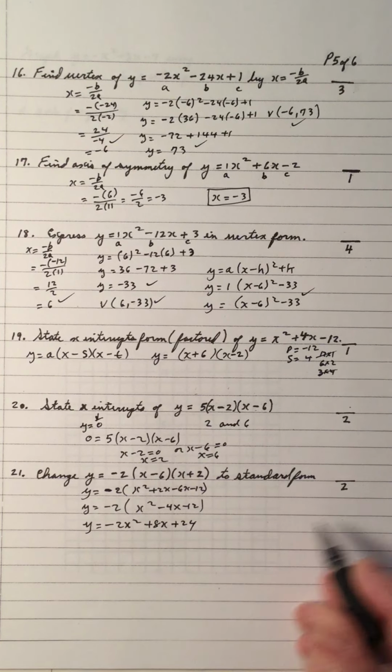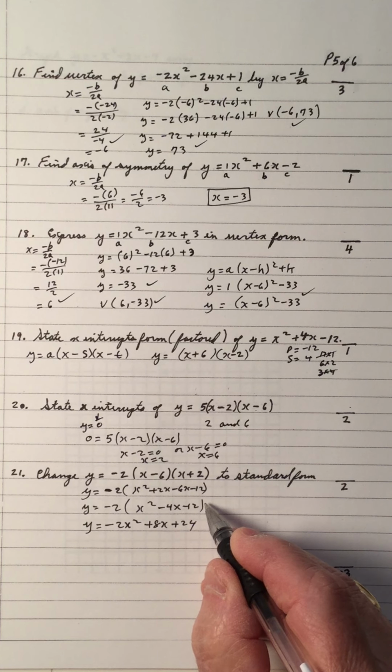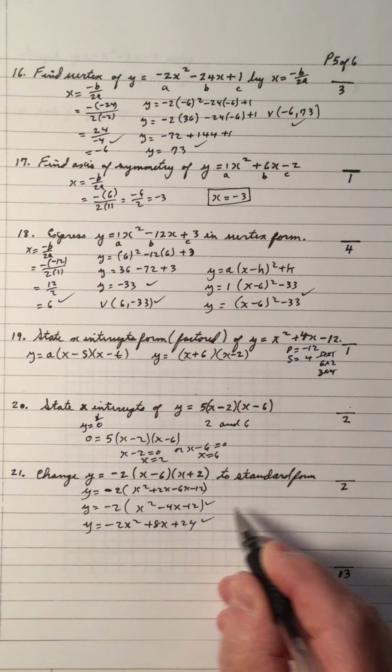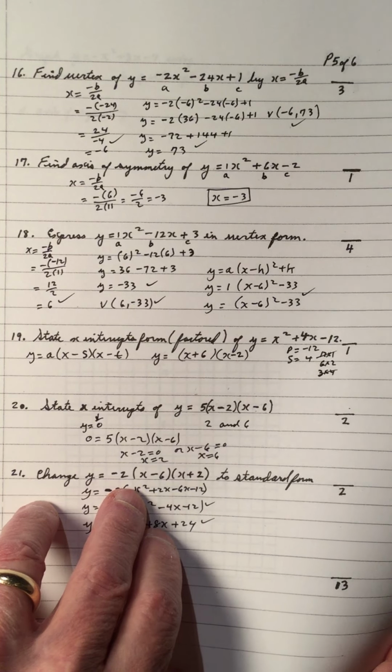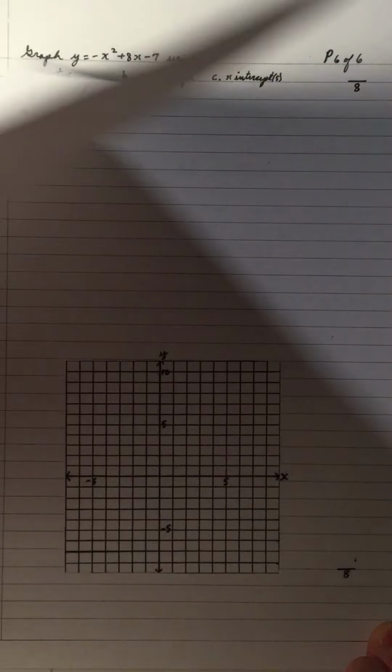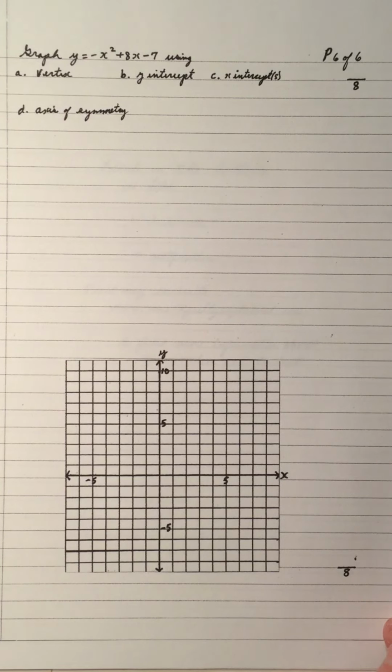And I have standard form. So if you expand it this far, and then you multiply by 2, you give yourself 2 marks. Total is 13 for this page. And one more page, the last video that I did in this unit.